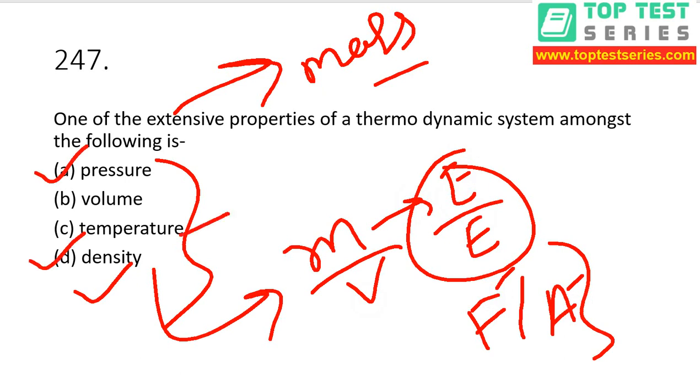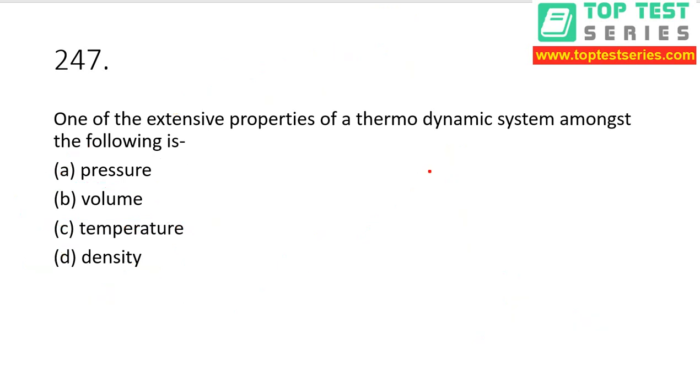Temperature is an intensive property because it does not depend on mass. Only volume is an extensive property. Now maybe you will tell me, how is that possible? You told me that it depends on mass, but volume does not depend on mass, right? But I will tell you another way.